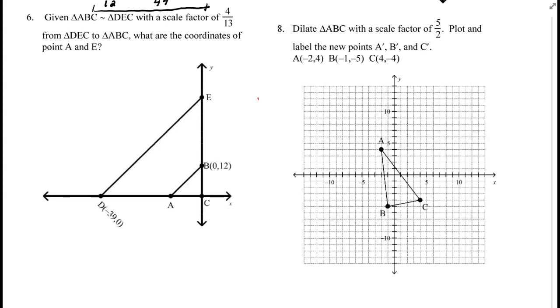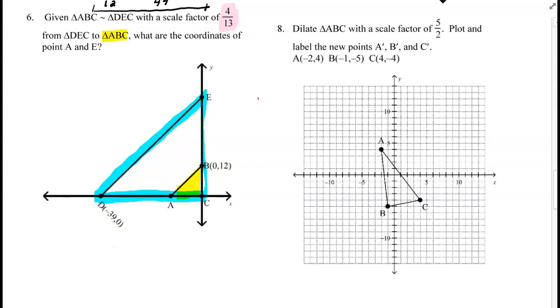Let's apply that idea to problem number 6. Given triangle ABC is similar to triangle DEC with a scale factor of 4/13 from DEC, so DEC is the large triangle, to the smaller triangle ABC, so it is a reduction. What are the coordinates of point A and E?